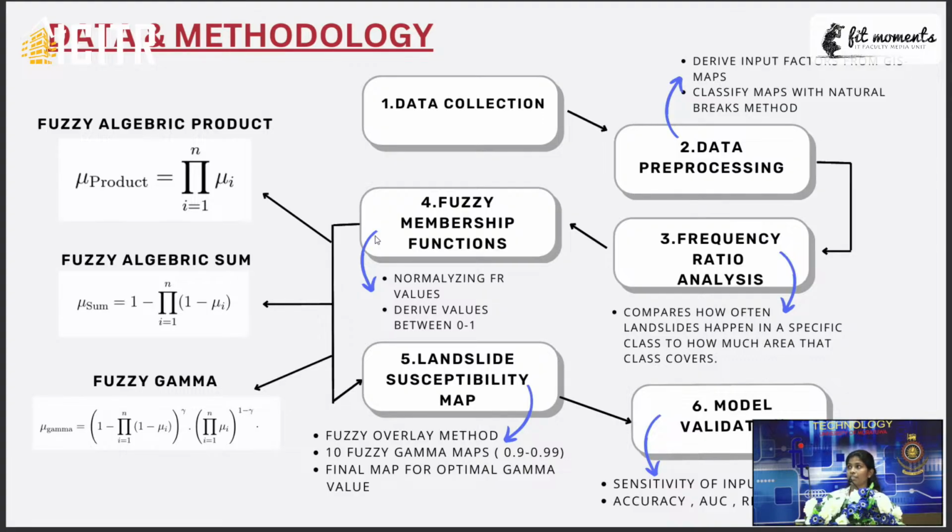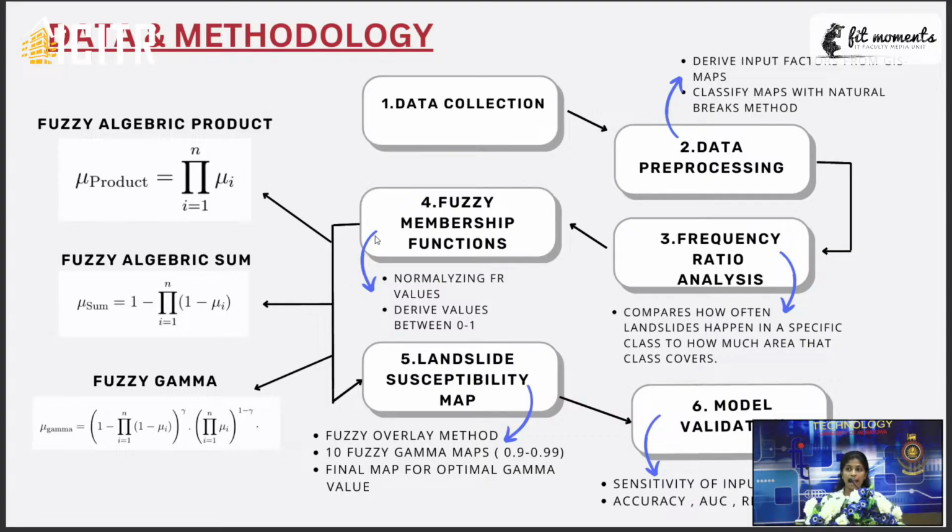Coming back to my methodology, first I collected my data from NBRO and more online resources, like the digital elevation model, drainage density, and road density. Then I pre-processed this data using the QGIS application, and I classified these maps with the natural breaks method for future steps. After that, I used frequency ratio analysis. From this analysis, I can compare how often landslides happen in a specific class and how much area that class covers.